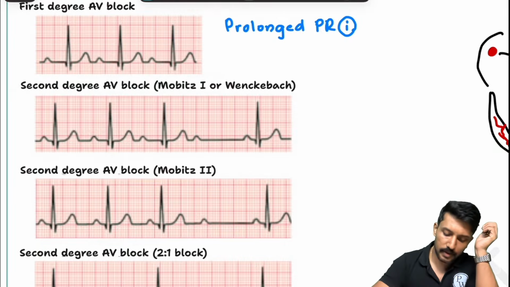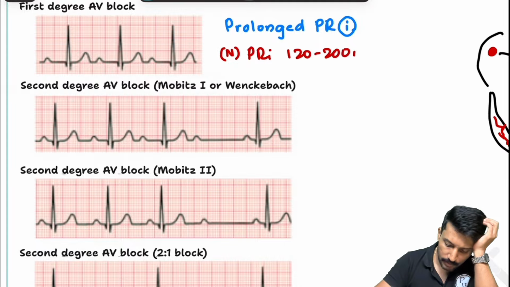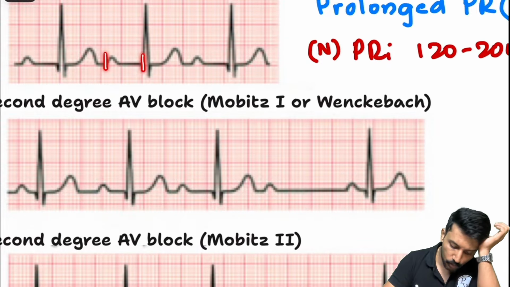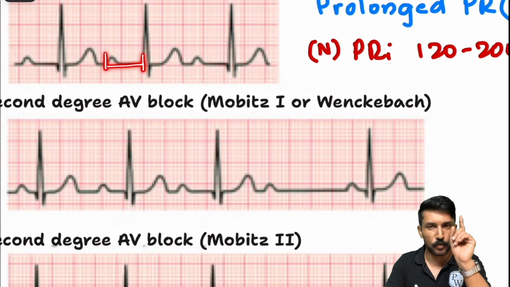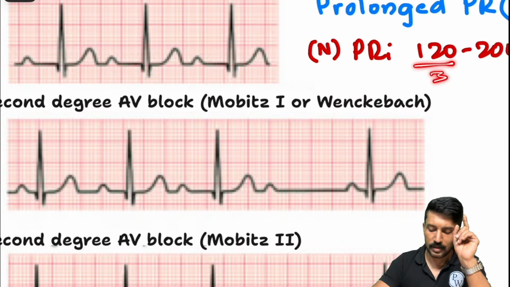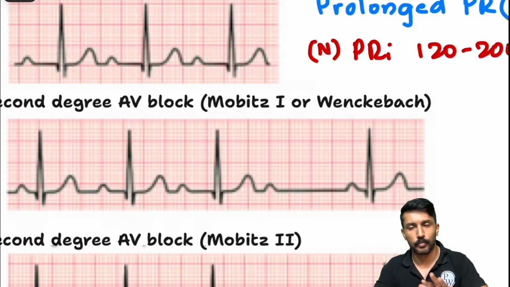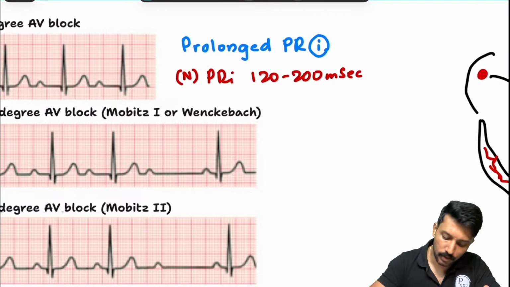What is the normal PR interval? The normal PR interval is 120 to 200 milliseconds. That means in an ECG, your P to the QRS complex beginning should be accommodated within 3 to 5 small boxes, as one small box is 40 milliseconds. Less than 3 is short PR interval, more than 5 is prolonged PR interval. So in the first degree AV block, there will be prolonged PR interval. But because there is no conduction failure, there will be no missed QRS.